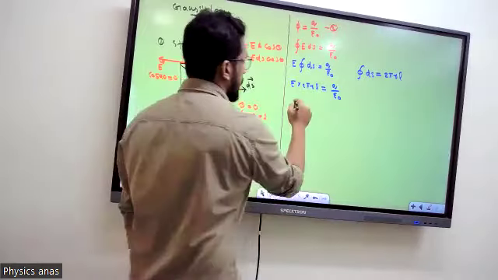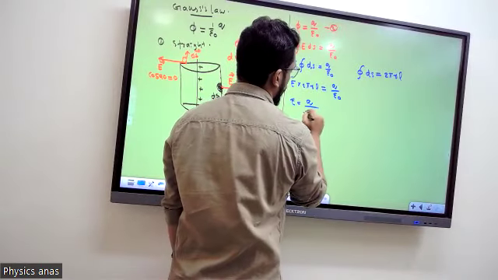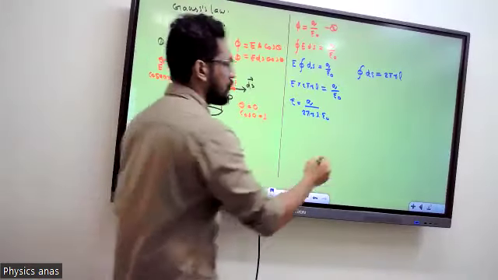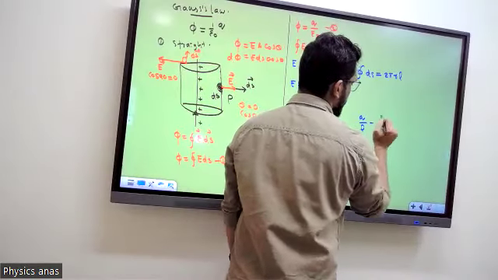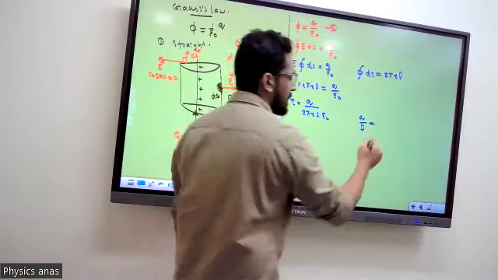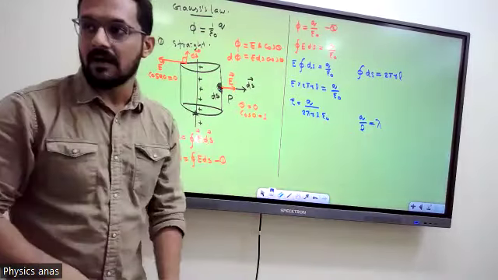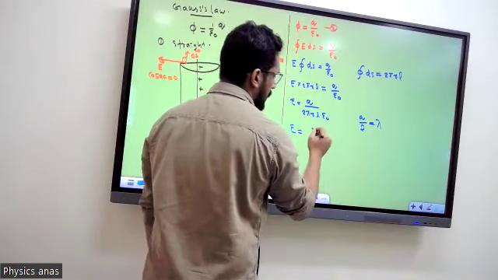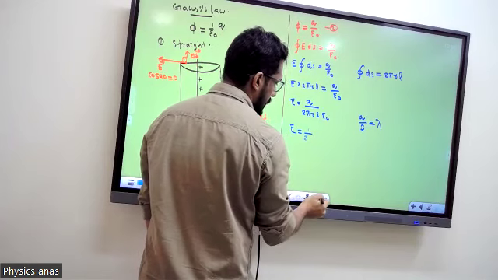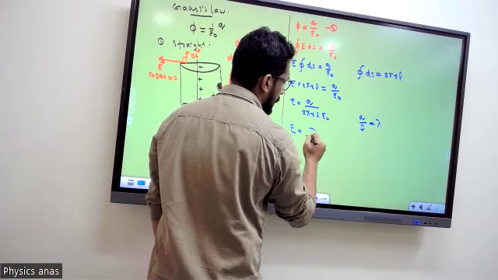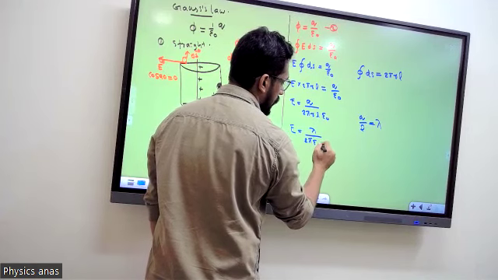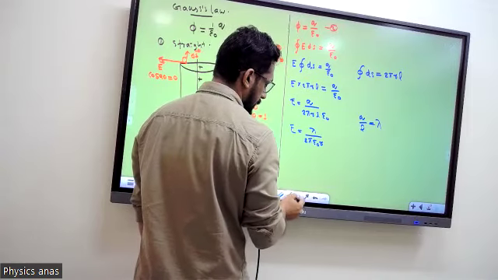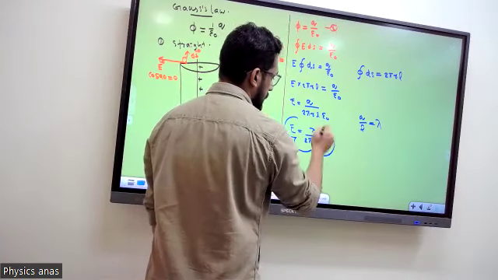And what is E? E will be q by 2 pi R L epsilon naught. What is this q by L? Q by L is charge per length. That's lambda, the linear charge density. So you can write E is equal to lambda by 2 pi epsilon naught R. This is our equation.